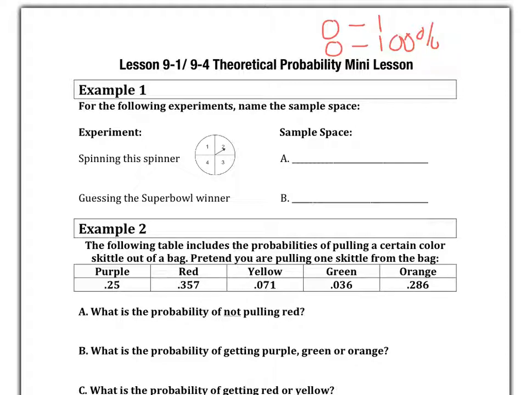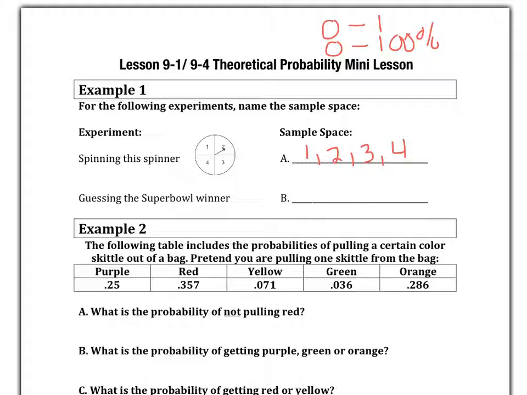So if we look at this first example, it says for the following experiments, name the sample space. So the definition of sample space is going to be all possible outcomes. So you're just basically listing them. So if we look at that first spinner and we have to list all possible outcomes, what we would need to list is the 4 possible spaces on the spinner, which are labeled 1, 2, 3, and 4.